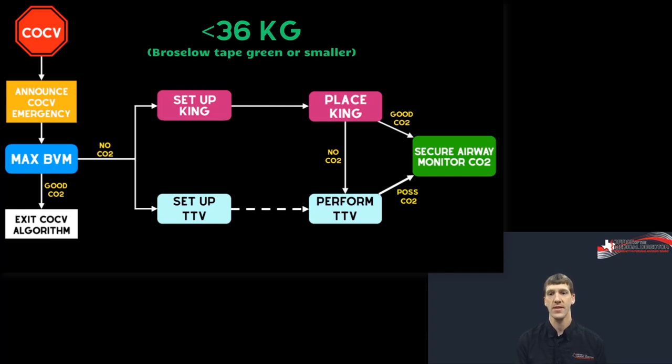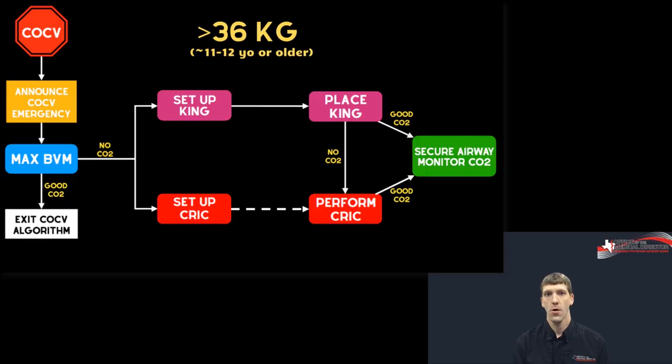We're going to attempt to place a King rapidly, and if we get end-tidal CO2 back, that's great. However, if we get no end-tidal CO2, we're going to perform our TTV procedure at that point. This may or may not give you end-tidal CO2 when you perform a TTV, as that needle is fairly narrow and may be difficult. It's worthwhile trying, but just understand you may not get end-tidal CO2 back with the TTV procedure. For our patients that are greater than 36 kilograms, around 11 to 12 years of age or older, it's going to be our standard adult flow here.